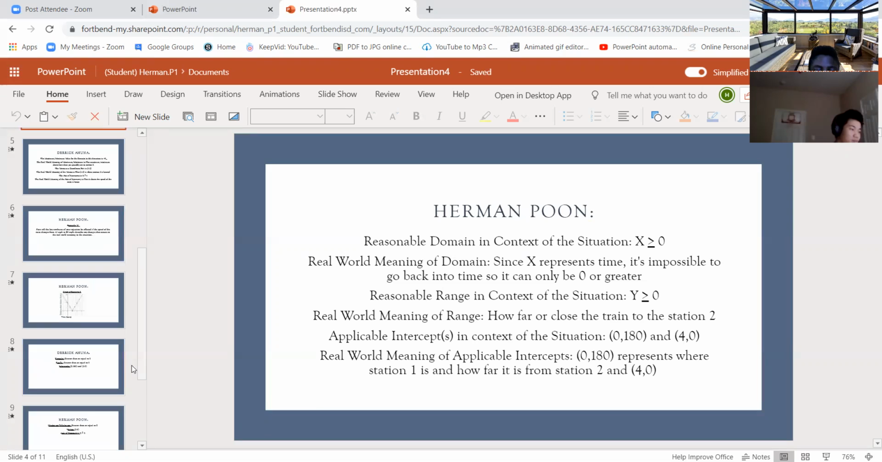Applicable intercepts in context of the situation: (0, 180) and (4, 0). The real world meaning of applicable intercepts is that (0, 180) represents where station 1 is and how far it is from station 2, and (4, 0) represents where station 2 is.